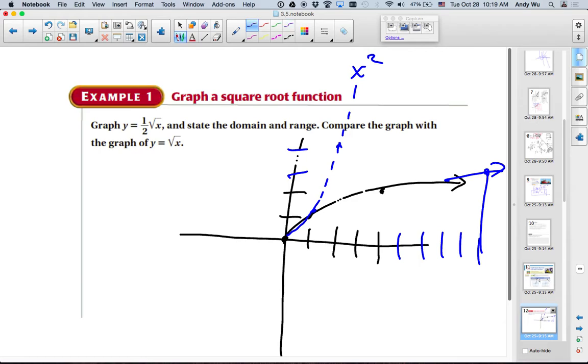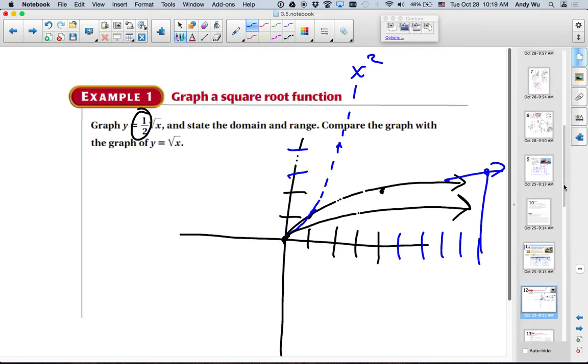And then that 1/2 means that it's a vertical shrink. And you're done. Compare the graph with the original parent function, you would say it's a vertical shrink by a scale of 1/2. How are we doing? Thumbs up. Sideways, down. Good. Everyone got that one?